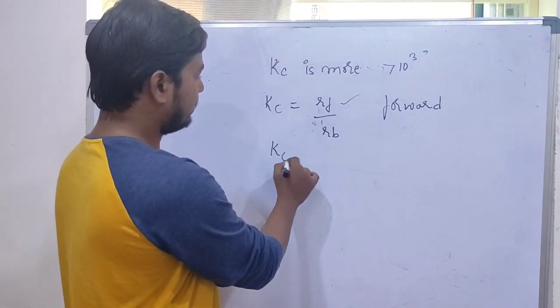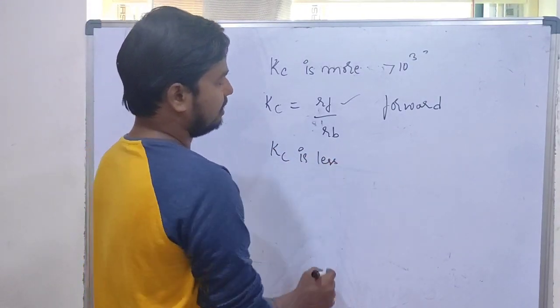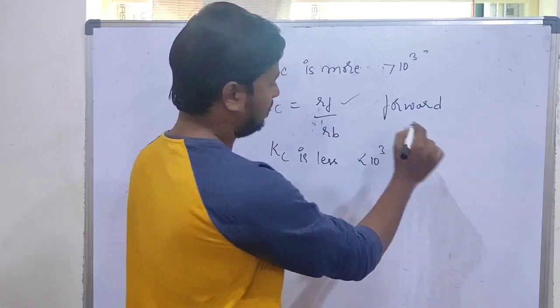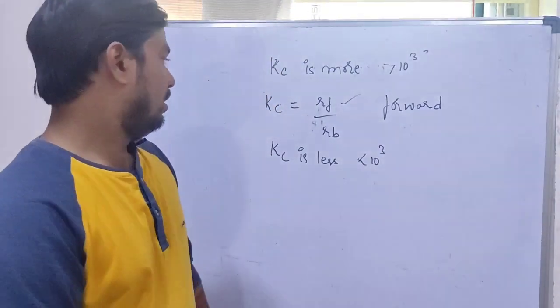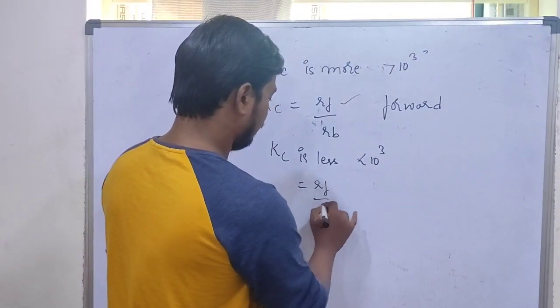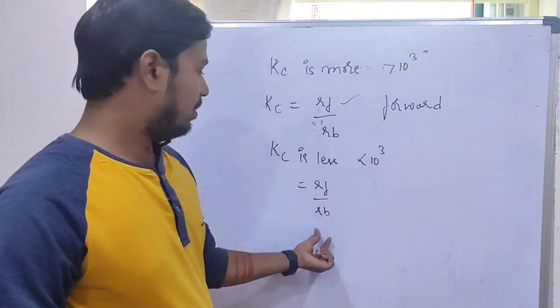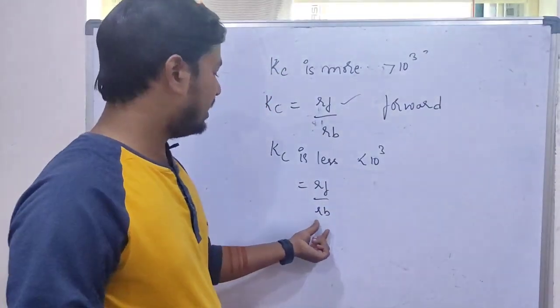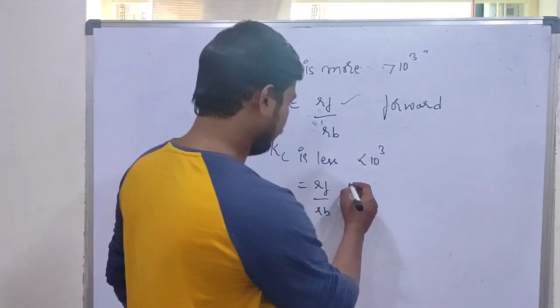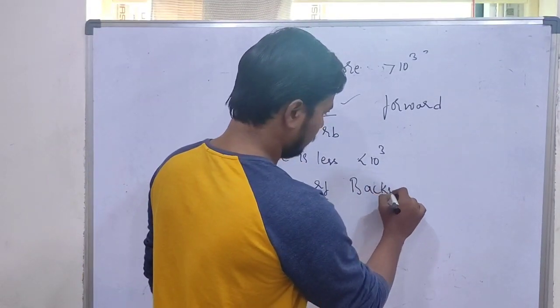What if Kc is less? Kc is less, that is, less than 10 power 3. So then what happens to the Rf by Rb value? Now the denominator value will be more, so it corresponds to the backward, so the reaction goes towards the backward.